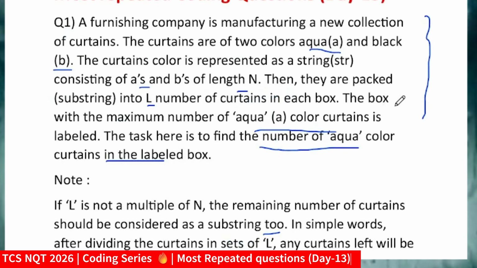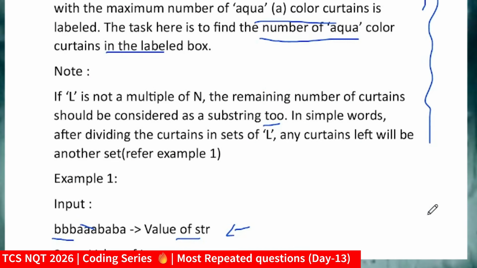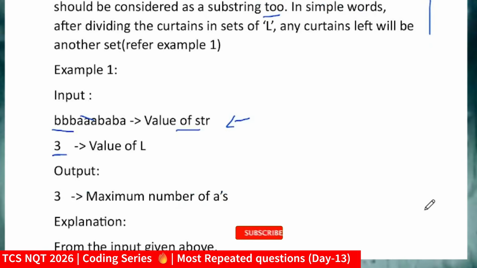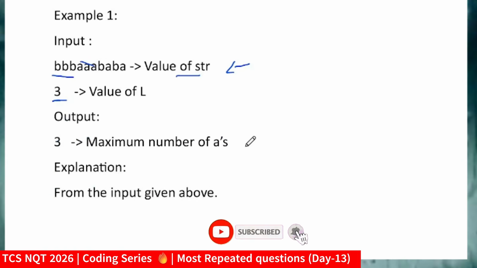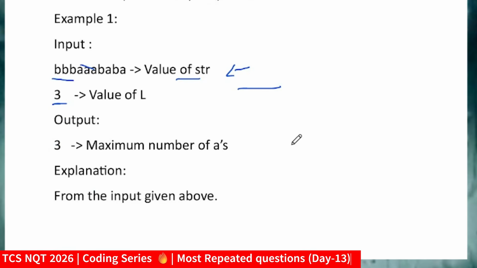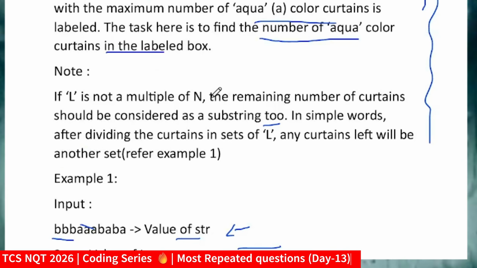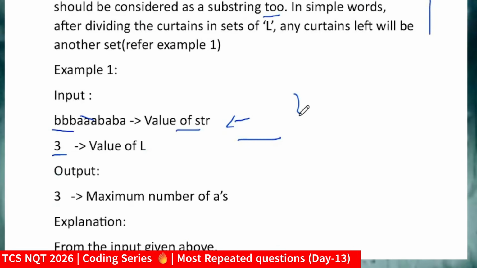Again, I'm saying that in the NQT exam you don't need to go through the complete question, because it might waste your time, especially for the easy questions. First focus on the input and output. This is the coding hack: first focus on the input and output, what they want to convey. Then you can go through the question for better clarity. But if you are able to solve just by looking at the input and output, then you are utilizing your time and saving it.